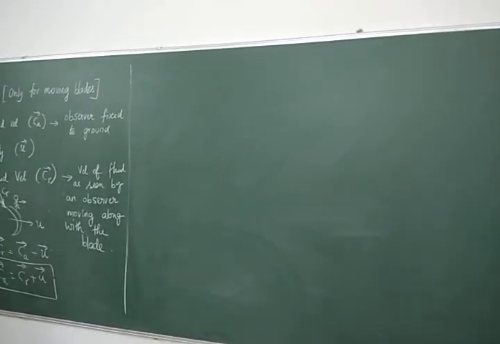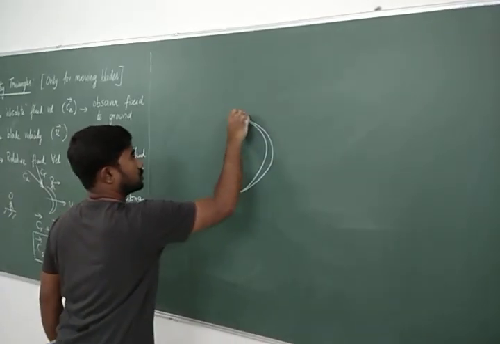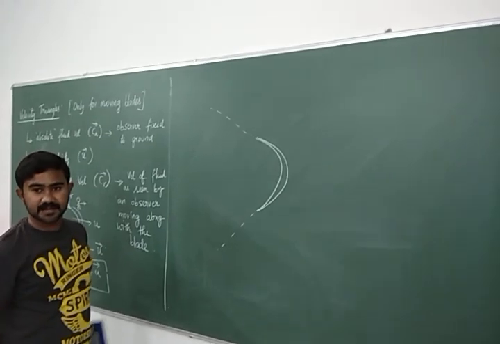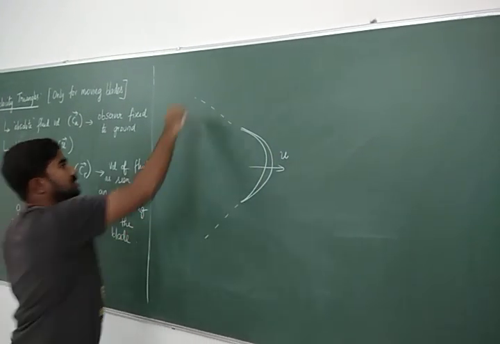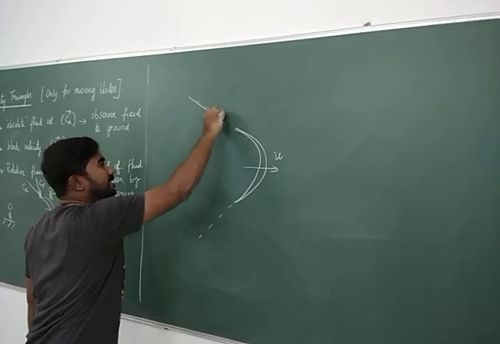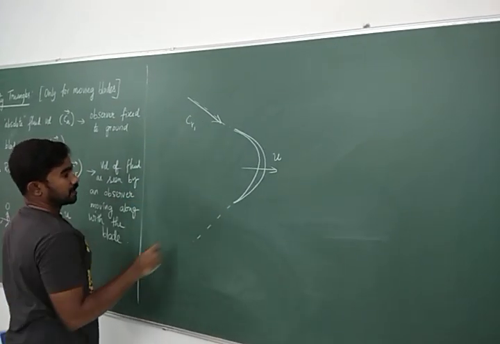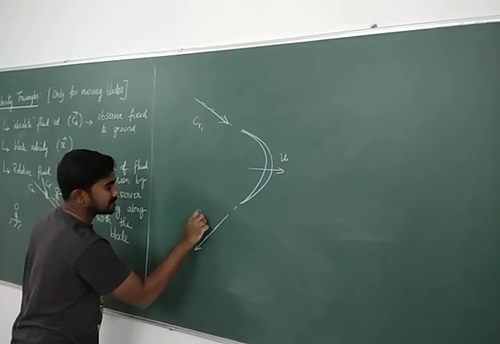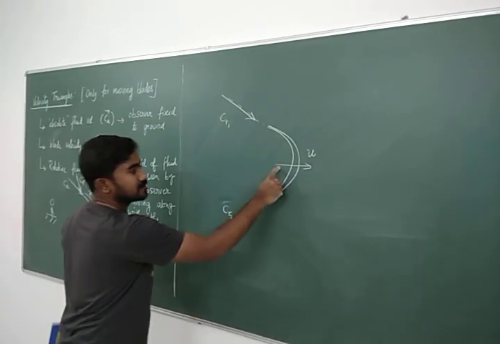Now as a last principle, let us draw the velocity triangle. Now you know this is U, the blade speed. CR1 has to be aligned to the blade angle, so this is CR1. CR2 has to be aligned again to the blade angle at the exit, so this is CR2.